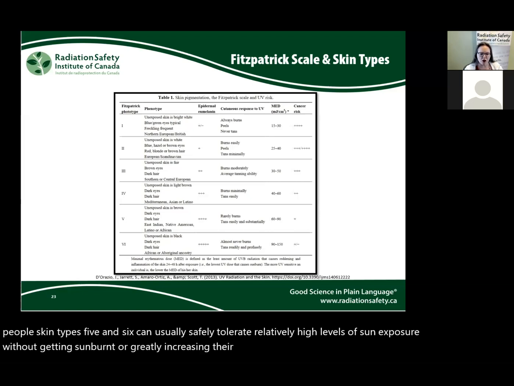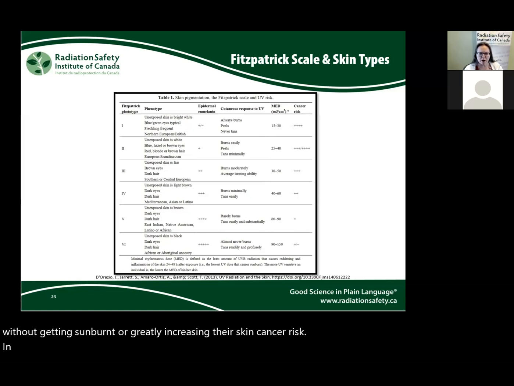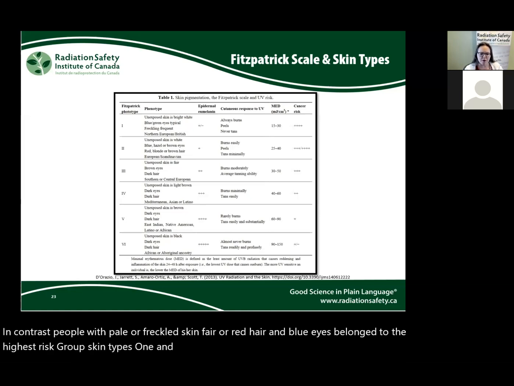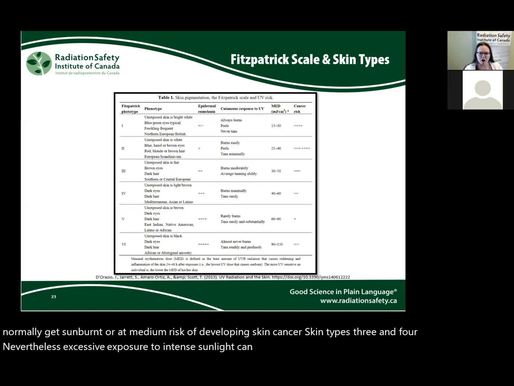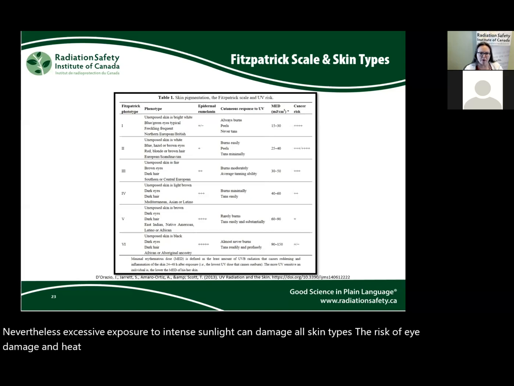In contrast, people with pale or freckled skin, fair or red hair, and blue eyes belong to the highest risk group, skin types 1 and 2. People with dark hair and eyes who do not normally get sunburnt are at medium risk of developing skin cancer, skin types 3 and 4. Nevertheless, excessive exposure to intense sunlight can damage all skin types. The risk of eye damage and heat stroke is the same for everyone, end quote.